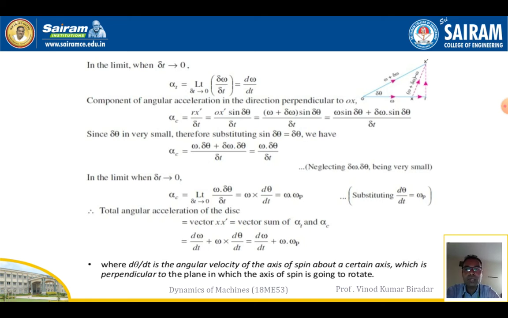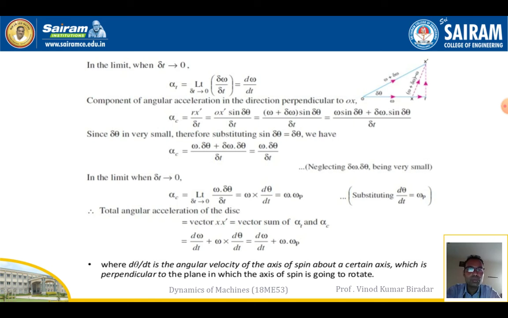Okay, so now the component of angular acceleration in the direction perpendicular to the ox direction. Again, similarly to what we solved in the previous case, we are going to solve this. Alpha c, that is the component of angular acceleration in the perpendicular direction, is rx dash divided by delta t, that is ox dash sin delta theta divided by delta t. Okay, ox dash distance is equal to omega plus delta omega, so we get (omega plus delta omega) sin delta theta divided by delta t. Okay, again you simplify this, you are going to get omega sin delta theta plus delta omega sin delta theta divided by delta t. So again here also delta theta is very very small, so neglect.